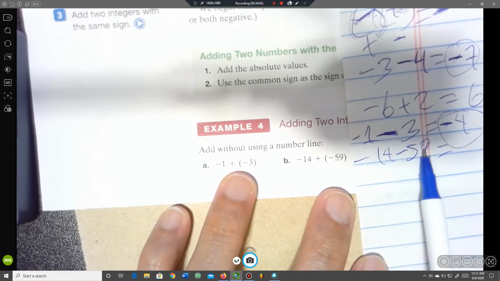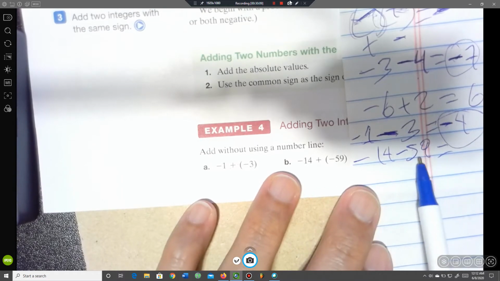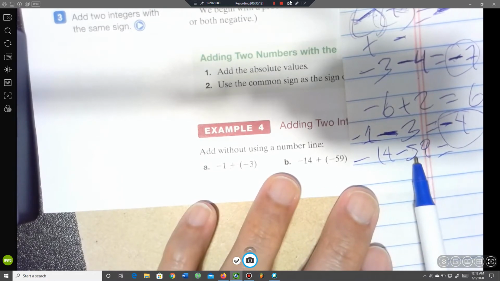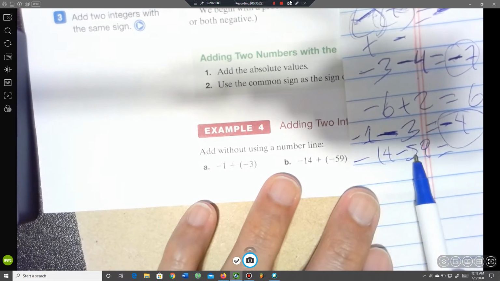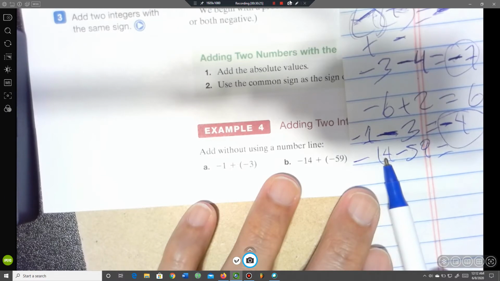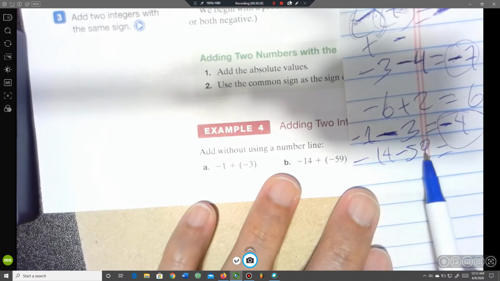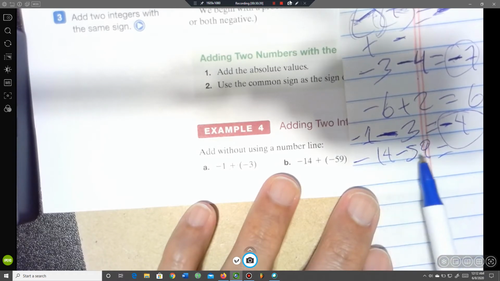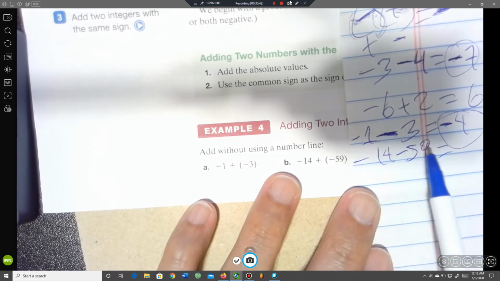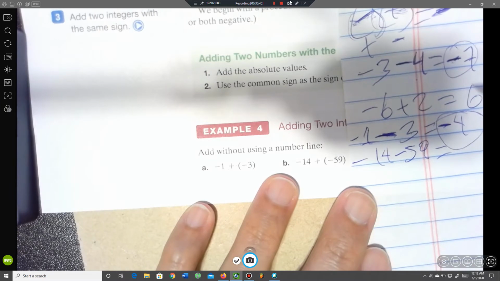Okay, here, if you can't do this in your head, go ahead and write it down. But let me give you a hint. If you want to do it in your head, add up the tens first. 50 plus 10 is 60, and then add the ones. 9 plus 4 is 13, and then add them to 60. So 60 plus 13 is 73.